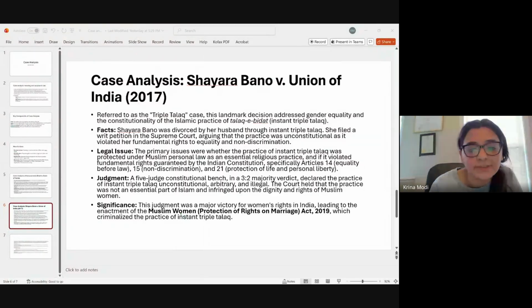If no one, then I'll continue. So the facts of the case was Shaira Bano was divorced by her husband through instant triple talaq. She filed a writ petition in Supreme Court arguing that the practice was unconstitutional and it violated her fundamental rights to equality and non-discrimination. What was the legal issue here?